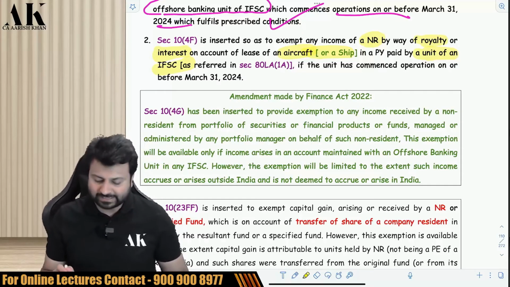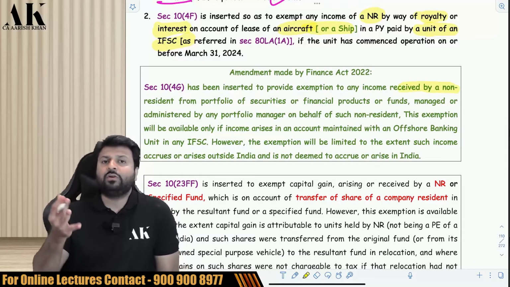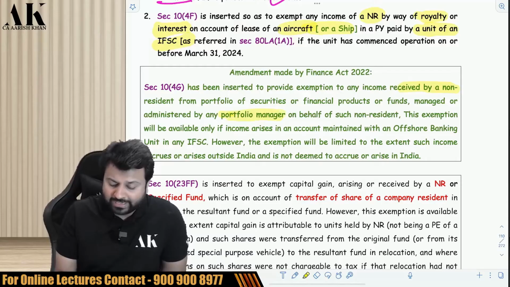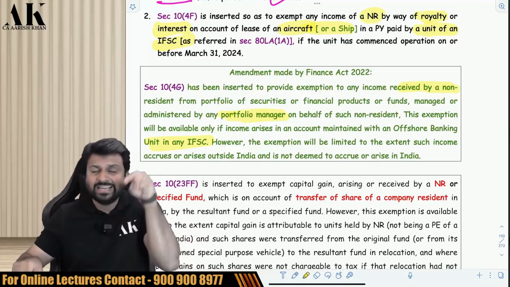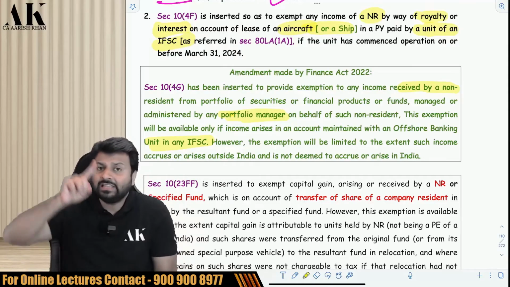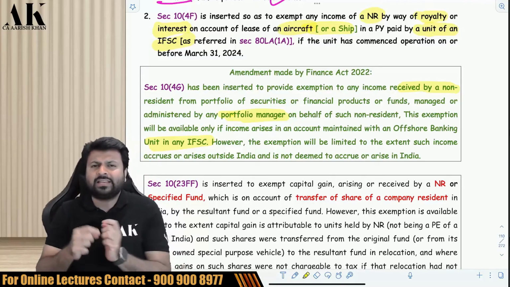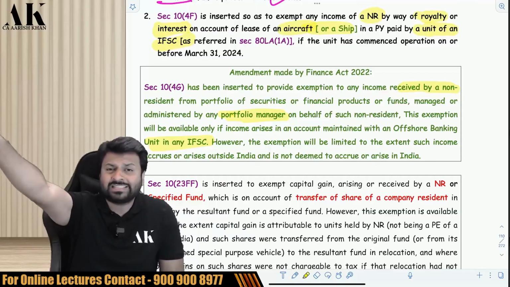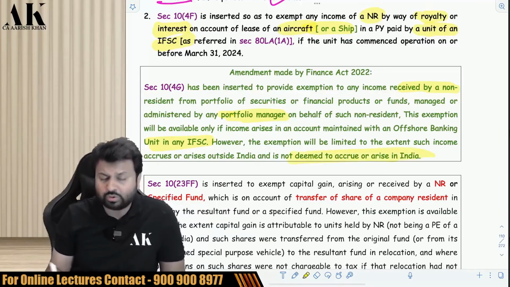Next. Suppose there is a non-resident who has a portfolio of securities which is managed by a portfolio manager located in IFSC. If the portfolio manager of that particular non-resident is in India in IFSC and the non-resident is outside India, and that portfolio manager is buying and selling the shares on behalf of the non-resident, then that income of the non-resident will be exempt in India, provided that the income accrues or is deemed to accrue outside India.